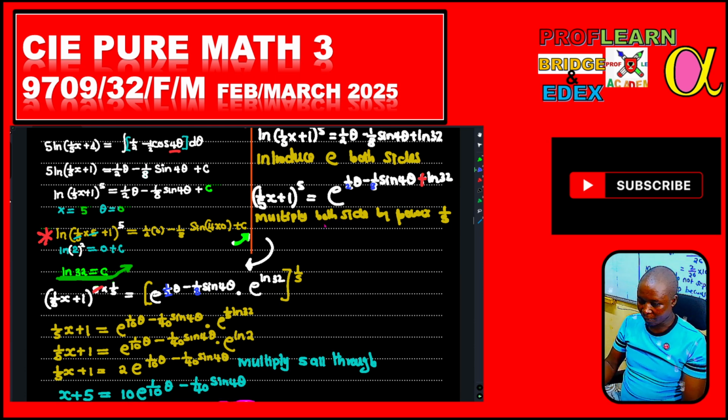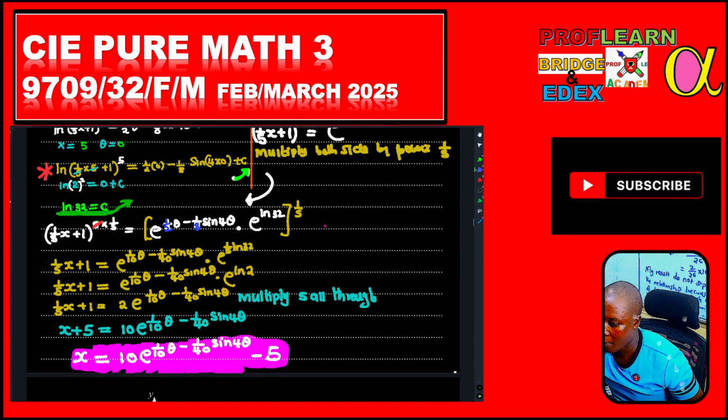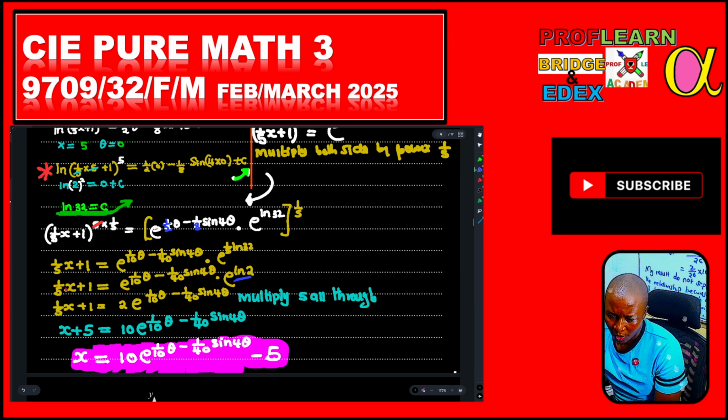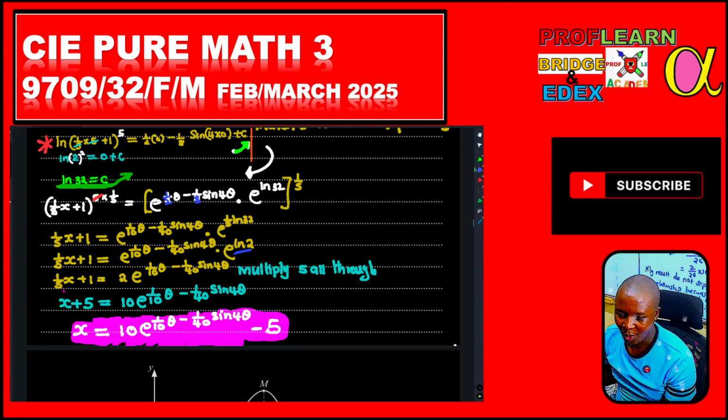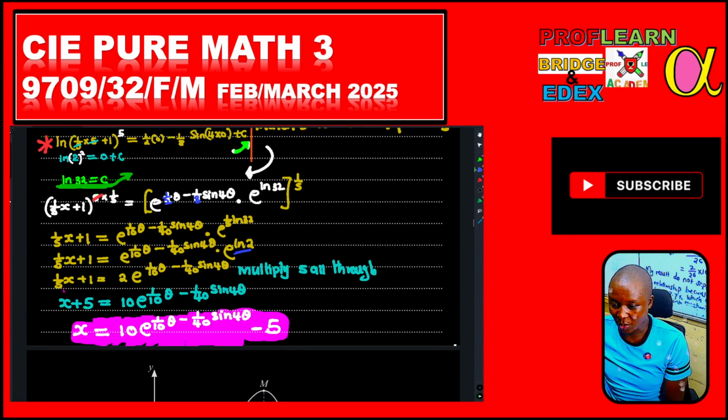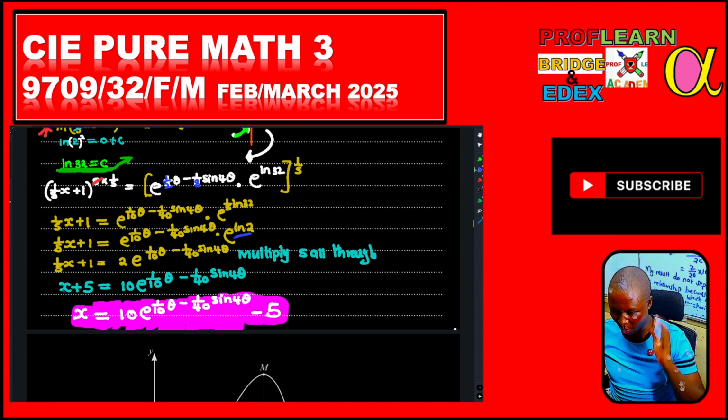So therefore, if we multiply all through by 1 over 5, we are going to have 1 over 10 theta minus 1 over 40 sine 4 theta times e to the 1 over 5 ln of 32, whereby we can take 1 over 5 on top here to be 32 raised to power 1 over 5, and that's going to reduce to 2, which we're going to see down here. So we are remaining with 1 over 5x plus 1. Indeed the question was long, but that is how we're going to go about it.